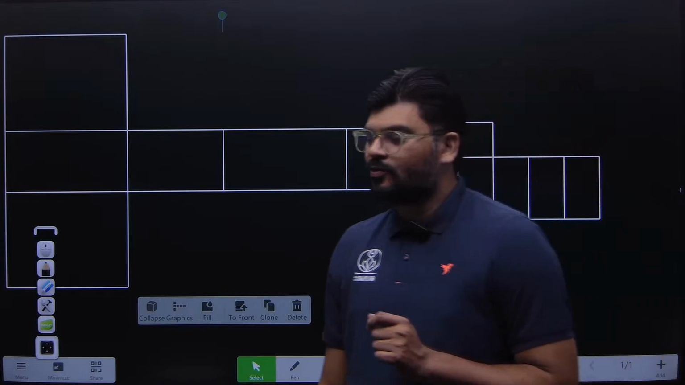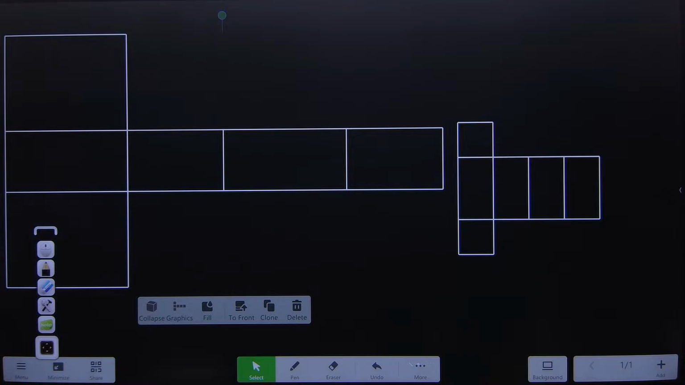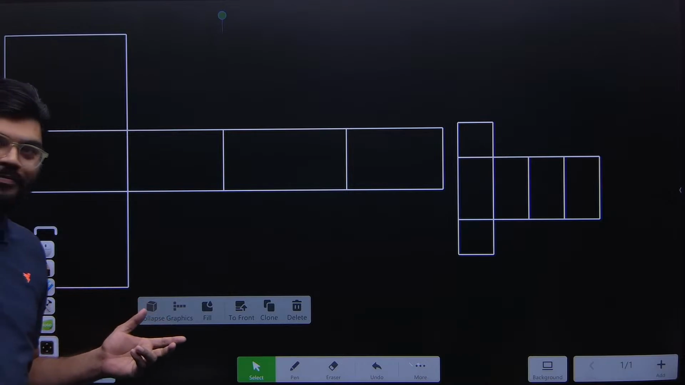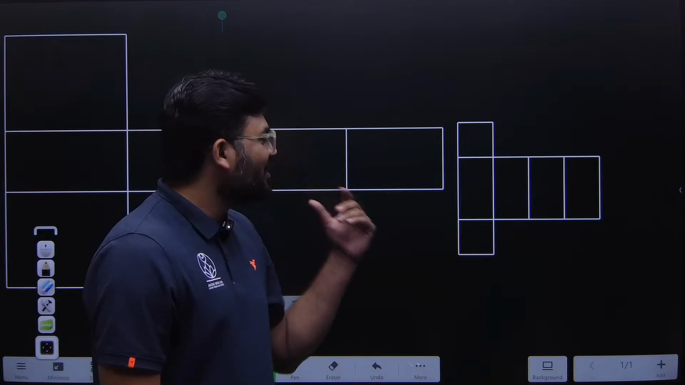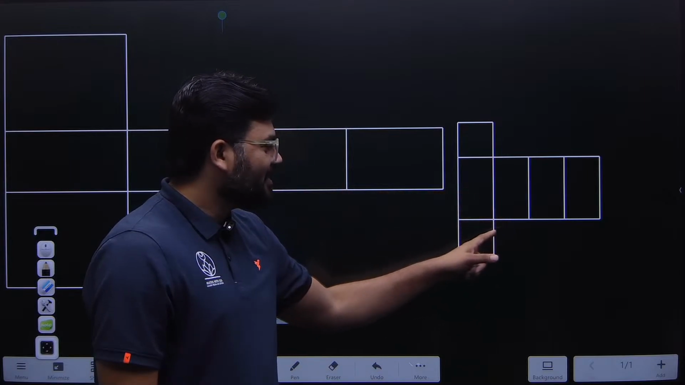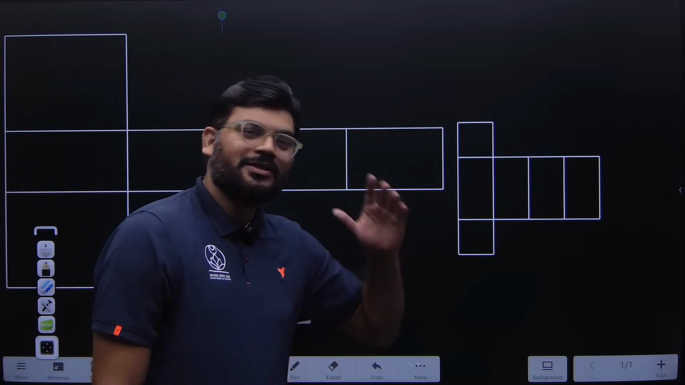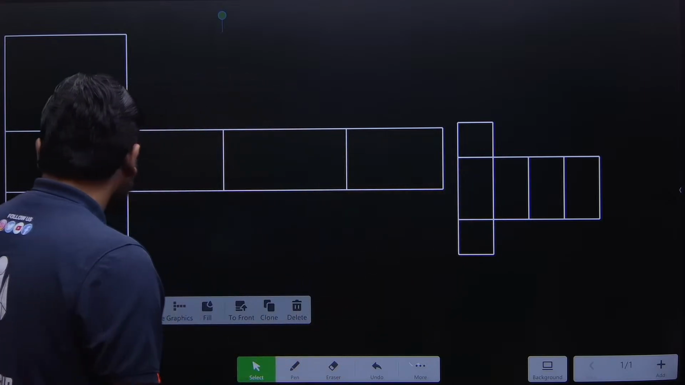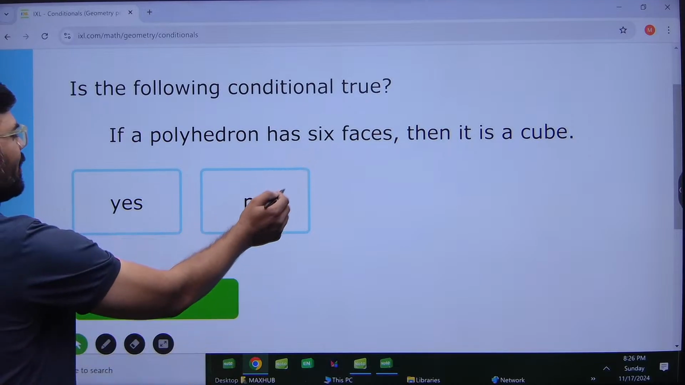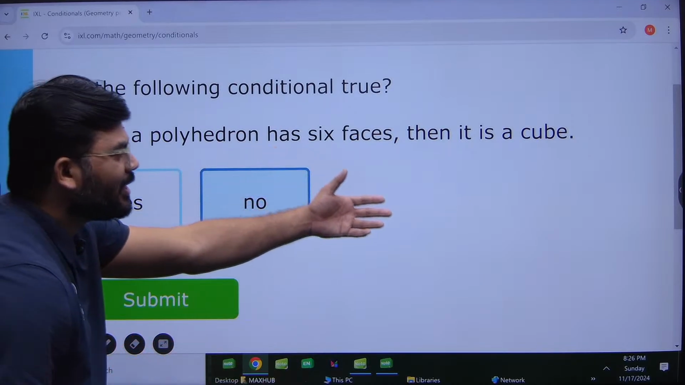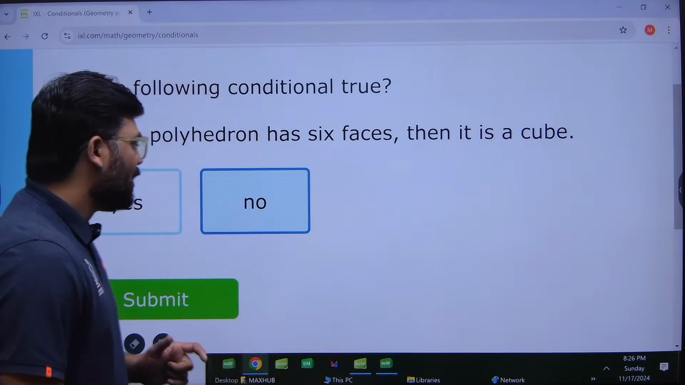They both have 6 faces, but one of them is not a cube. In fact, both of them are not cubes, unless you have been told that this side is equal to this side. It is not mentioned anywhere. You are just assuming it. Unless it is given, you can't assume anything. So that means it can be a cuboid as well.